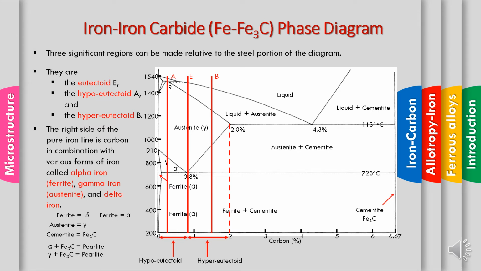Another term, besides gamma, alpha, and delta, is the combination of alpha, which is ferrite, plus cementite, in this region. That ferrite and cementite mixture they call pearlite. And also the region of gamma plus cementite, they also call pearlite. After this, we will see more detail of the diagram.